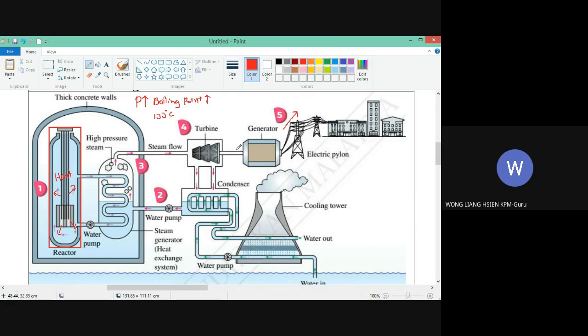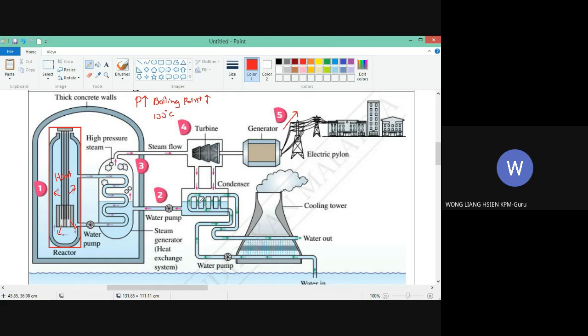Okay? So this hot water that turns to steam, after the steam rotates the turbine, the steam will lose the kinetic energy, and then it will go to the condenser. In the condenser here, the condenser will cool down the steam so that the steam will turn back into water. That's why it's called a condenser.